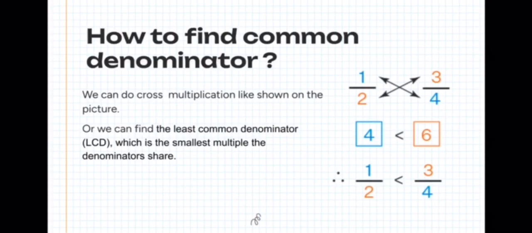How to find a common denominator? We can do cross multiplication like shown on the picture. Or we can find the least common denominator, which is the smallest multiple the denominators share.